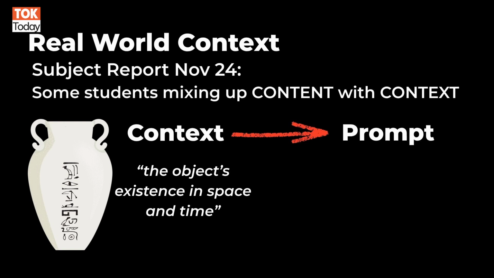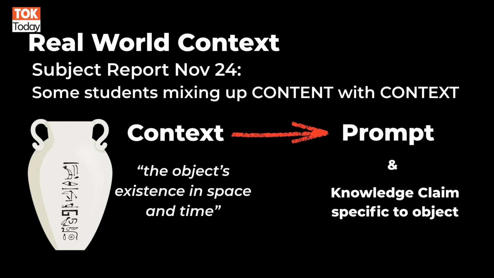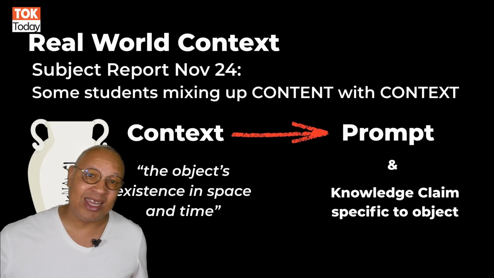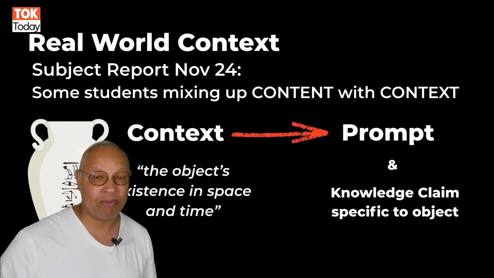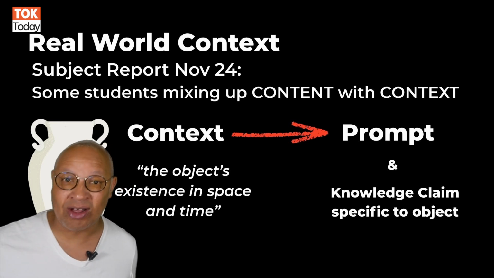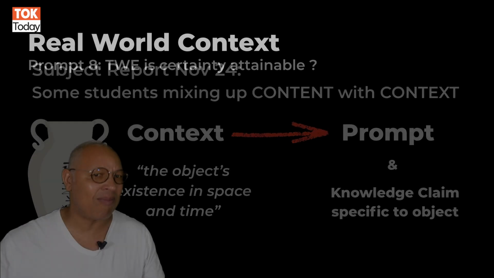Let me say that again. The explanation of the context needs to be linked to the prompt, and ideally linked to the knowledge claim or perspective that you are developing with this specific object. You do not need to include any information about context that does not link the object to the prompt, nor help to explain the knowledge argument. So let's look at some examples.